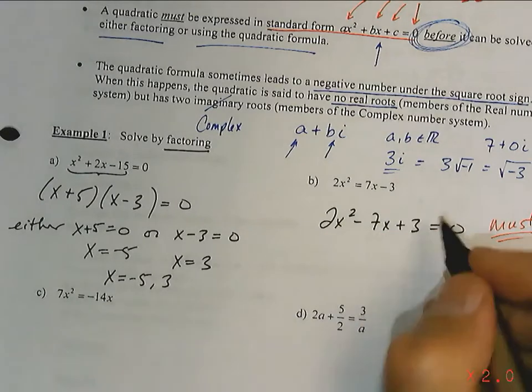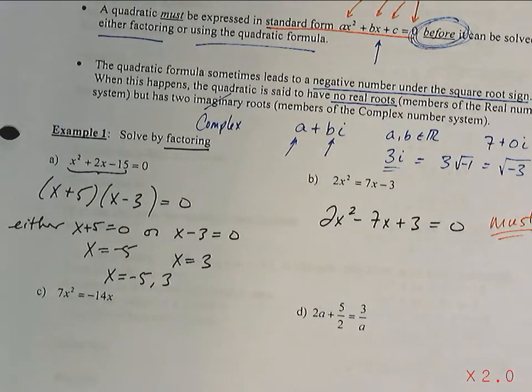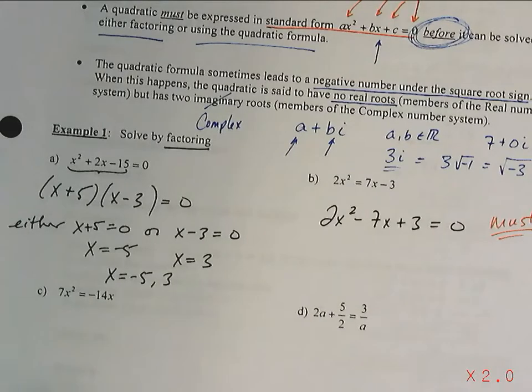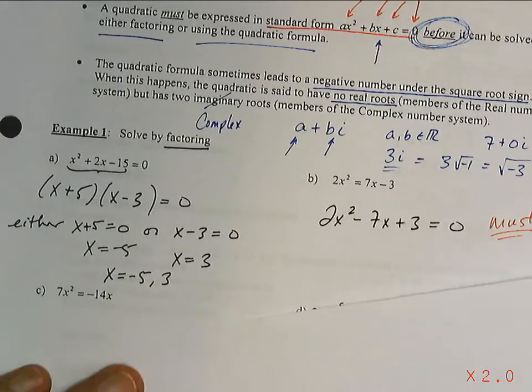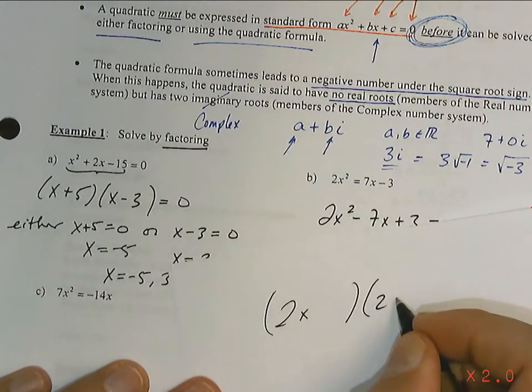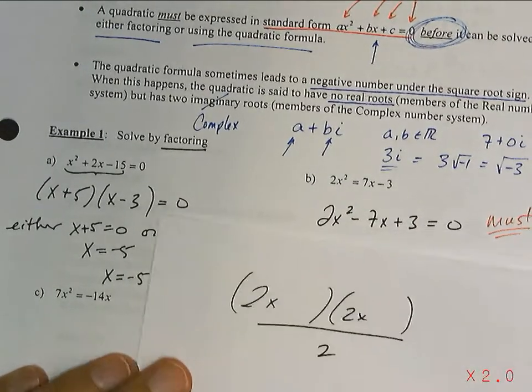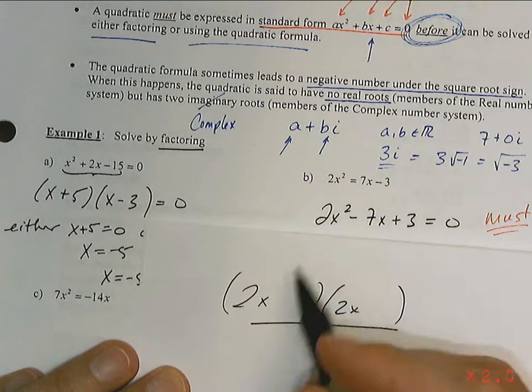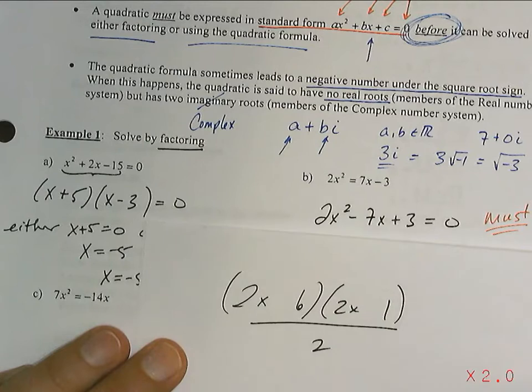Looking for two numbers that are going to multiply to give me 6. Now, again, I like my factoring to be done off-site. I don't want to see it. So it's going to be a 2 and an x, a 2 and an x over top of 2. This is what we call that hard trinomial. So two numbers that multiply to give 6, I had to give 7. How about 6 and 1?